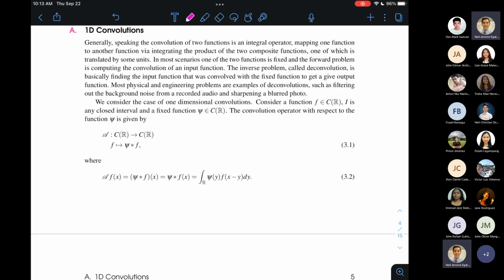So pwede mo siyang tingnan as a convolution of two signals. The convolution of your actual voice, or the sound that you're actually recording, convolved with, say, the barking of dogs outside, right? And the output nung dalawang signals na yon, yung convolution ng dalawang signal, ay isang noisy recording. I mean, recording with the presence of background noise. So the forward problem is we look at how we predict ano yung nagiging epekto nung pagkakaroon ng tumatahol na aso sa labas at saka ikaw na nagre-record, ano yung output na recording. So yun yung forward problem.